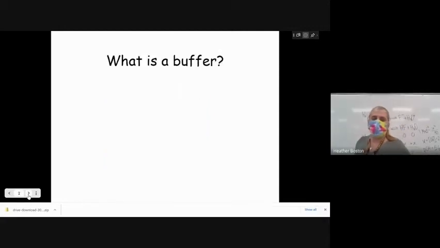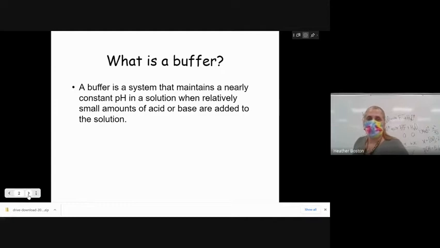So what is a buffer? Well, a buffer is a system that maintains a nearly constant pH in a solution when relatively small amounts of acid or base are added to the solution.